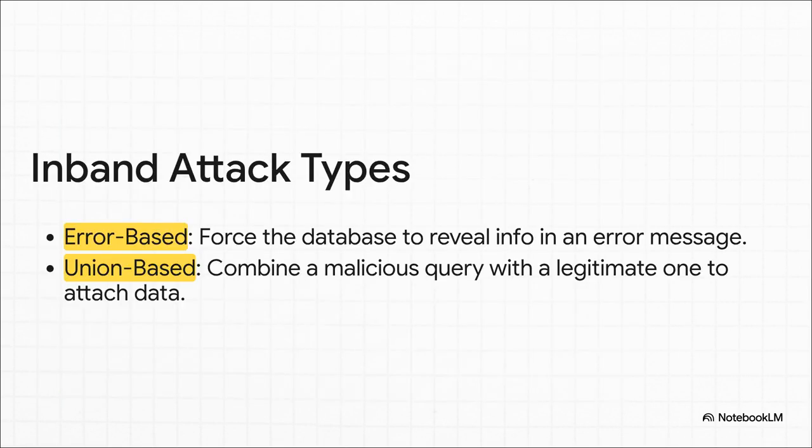And there are basically 2 flavors of this. You've got error-based, where you cleverly try to break something. You force an error message, but you do it in such a way that the error message itself actually contains the secret data you want. The other way is union-based. Here, you use a command called union to kind of stitch your malicious requests onto a normal one. The result? The data you were trying to steal gets attached to the legitimate results you see on the page.